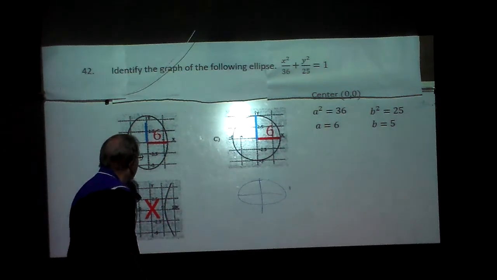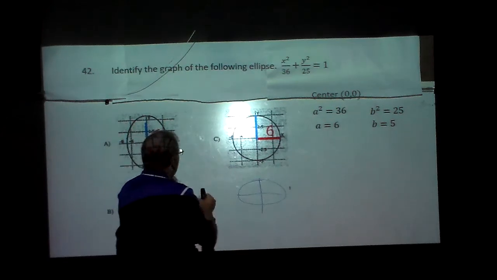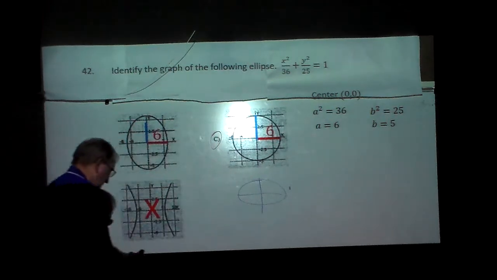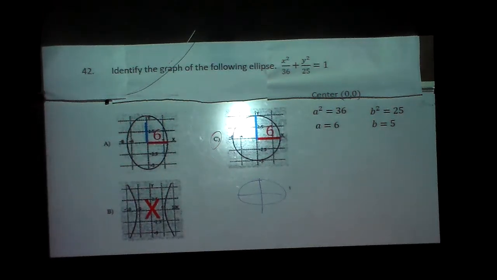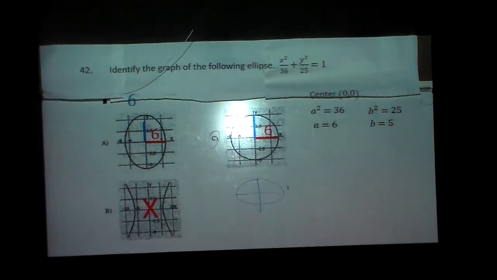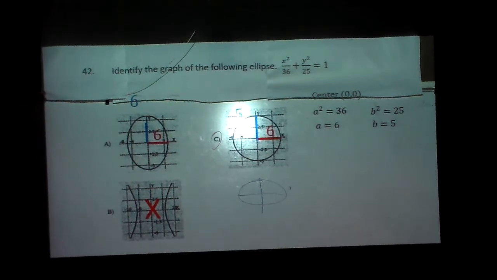All right. So the correct answer here is letter C. Is letter C right there on the following. I only have 6 and 5. There we go, is letter C.